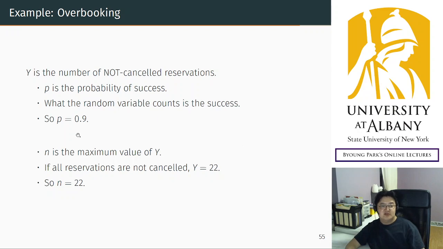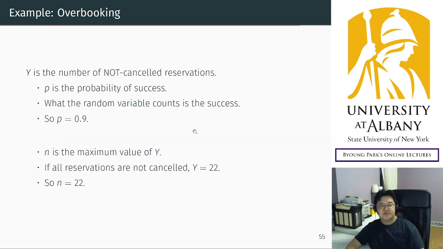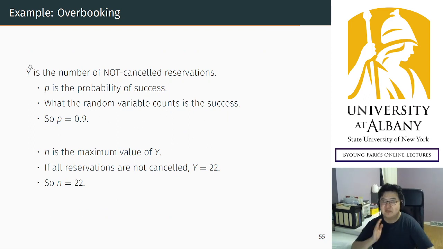The answer is 22 and 0.9. So 22. So you may be confused whether N is 20 or 22, and P is 0.1 or 0.9. Let me put it this way. In our previous example, the random variable Y was the number of cancellations.